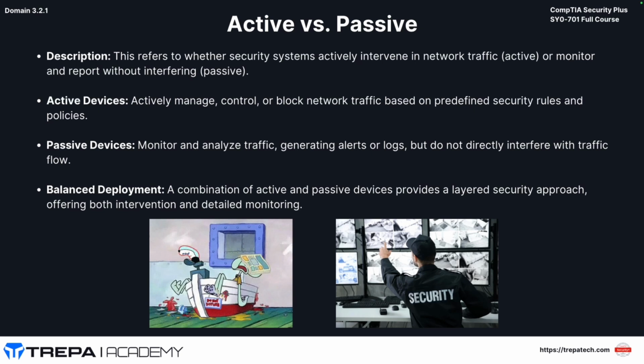Now, passive devices, these are just going to monitor and analyze traffic, generating alerts or logs. So it's not going to directly interfere with the traffic flow. This is where it gets a little confusing. A passive device can still touch a system. It can still touch it, it can still gather information, but it doesn't do anything. It may not gather even real-time traffic. It may just, again, ingest logs, look at historic traffic. It could monitor and analyze traffic, but it's not going to do anything. It may just alert. It may just tell you about something.